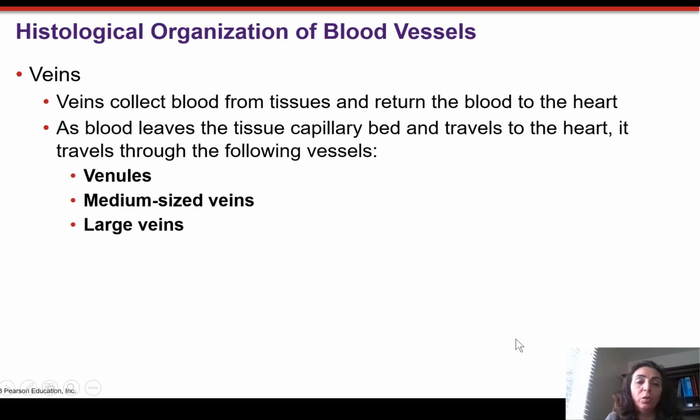As we discussed, veins collect blood from the tissues and return the blood to the heart. As blood leaves the tissue capillary bed and travels to the heart, it travels through the following vessels. The first vessel after the capillaries are venules. Then they connect to each other and make the medium-sized veins, and those connect to each other and make the large veins, and large veins pour the blood into the heart.